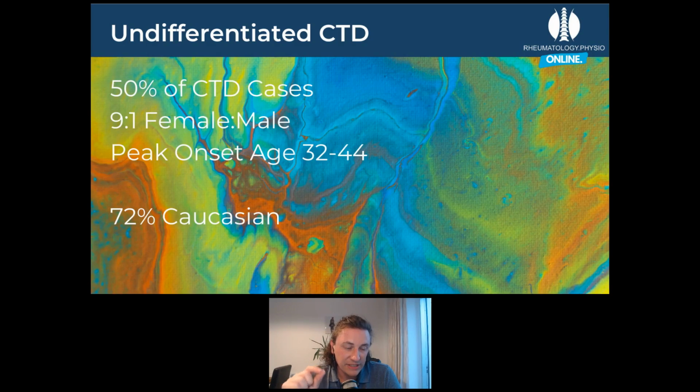Of note, this is the opposite in our predominance. So about 72% of these patients are Caucasian. So if we think about what that means for our African American females, when they develop a connective tissue disorder, it's usually clearer than it is in the Caucasian population.